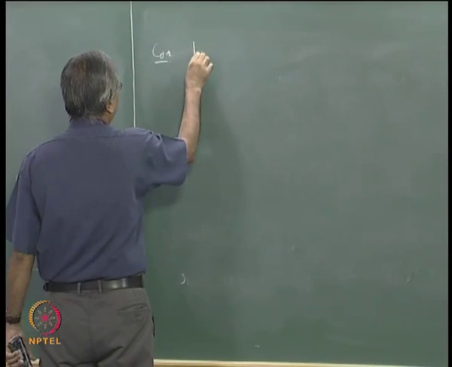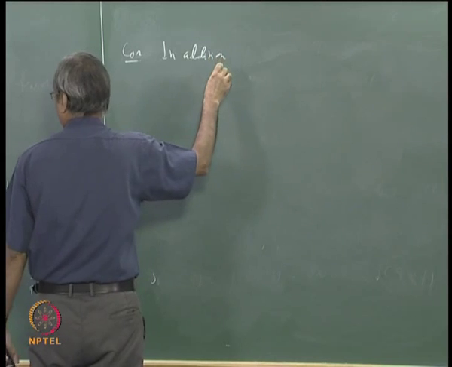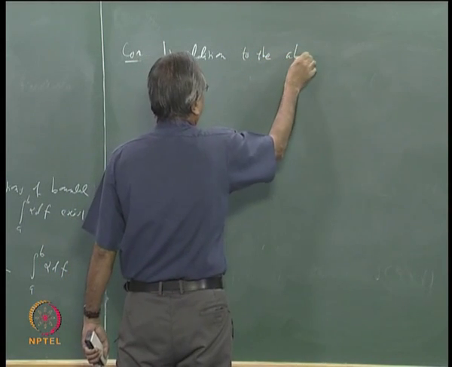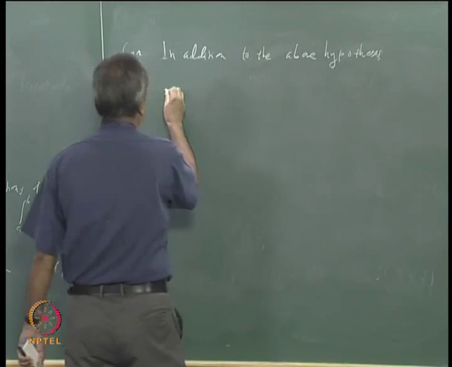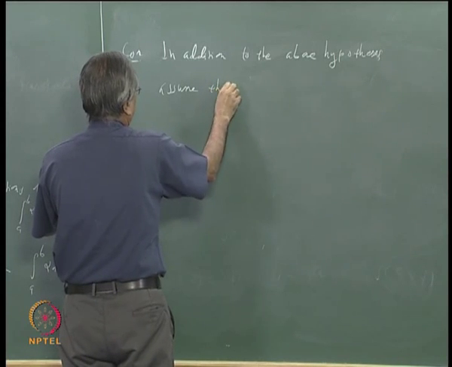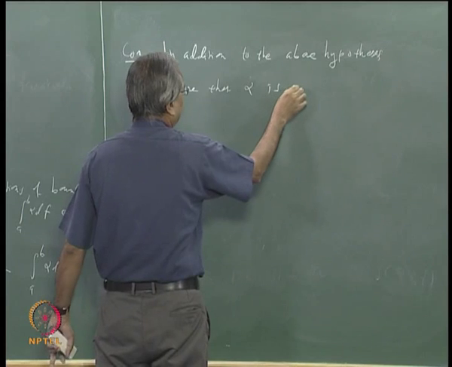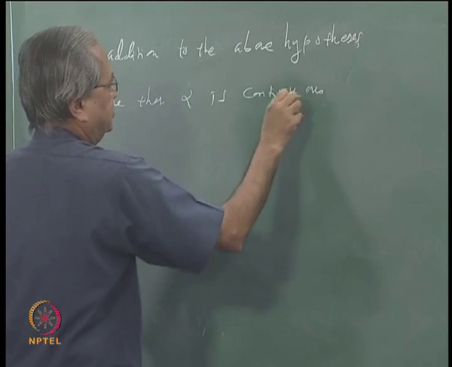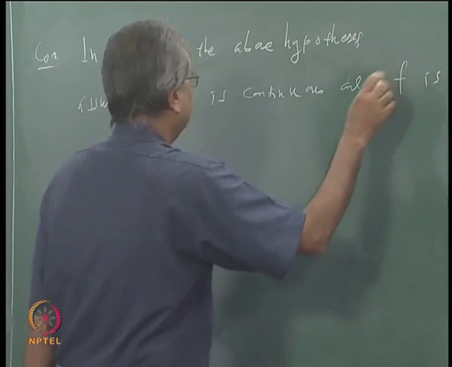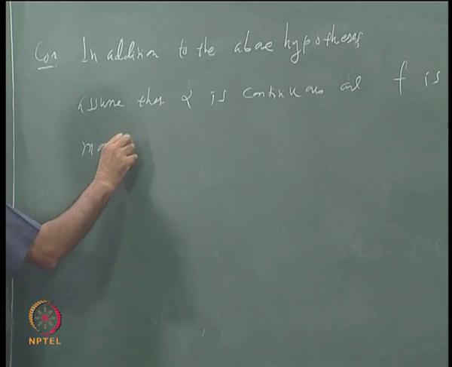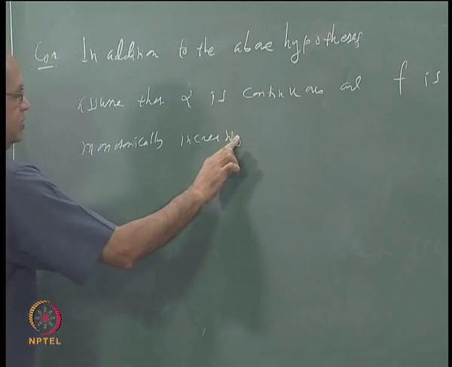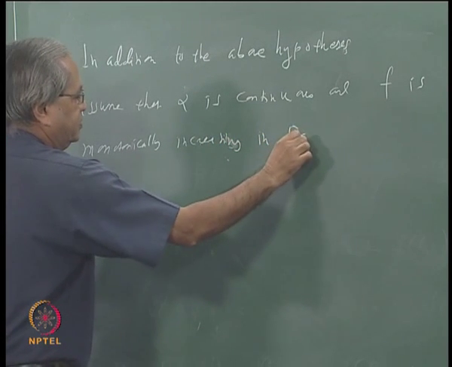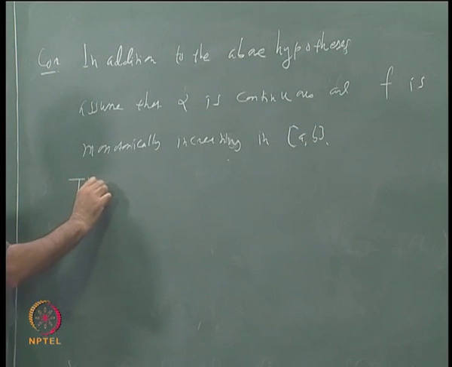So what we mean to say is that, in addition to the above hypothesis, assume that alpha is continuous and f is monotonically increasing in [a, b]. Then what happens I will write a little later. First we shall see what we are aiming at.